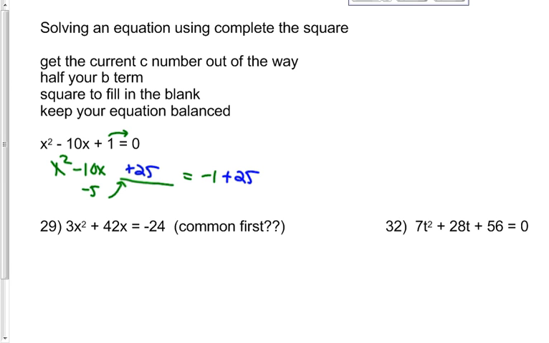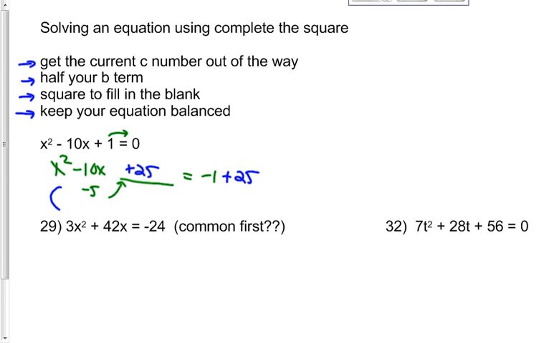Okay, so let's look back up here. Step 1 was getting the current c number out of the way. Half my b term, I did that, I got negative 5. Square that to fill in the blank. That gives me my 25. Keep the equation balanced. Add 25 to both sides. Now I'm ready to go ahead and factor.